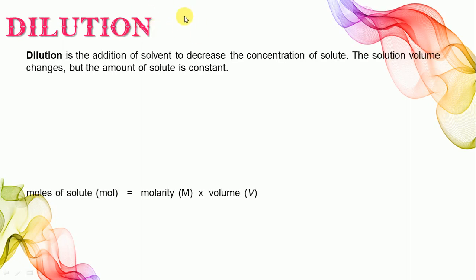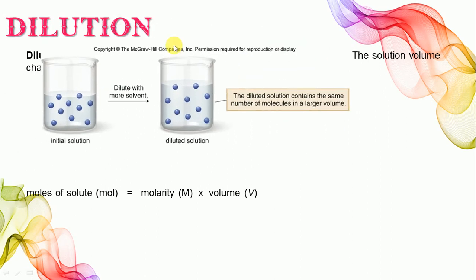Now dilution. We know that dilution means to make something less concentrated or unsaturated. So dilution is the addition of solvent to decrease the concentration of solute. The solution volume changes but the amount of solute is constant.